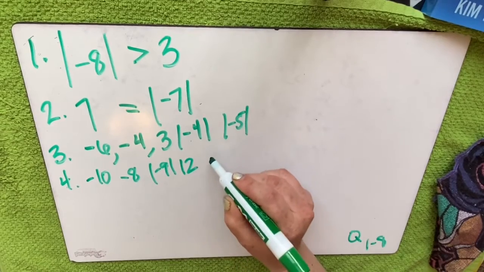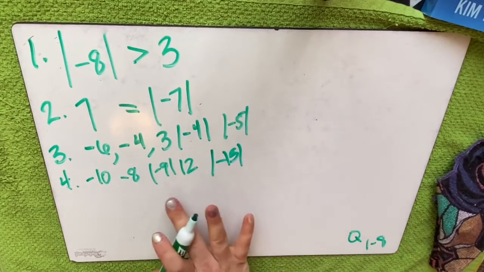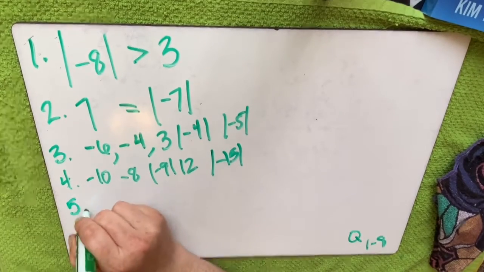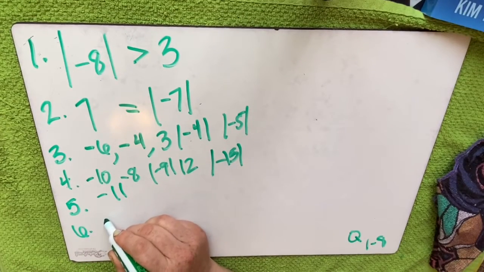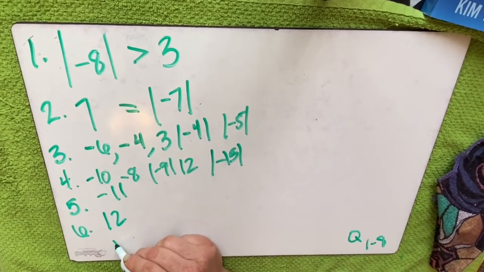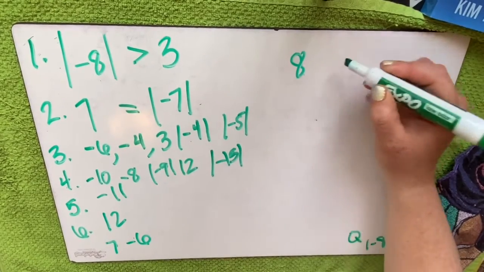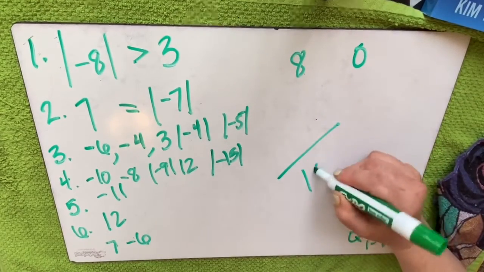Okay, that's fine. I'm recording. -9, 12, -15. Number 5, -11. Number 6, 12. Number 7, -6. And number 8 is 0. And I'll give you 2 each because I'm nice like that.